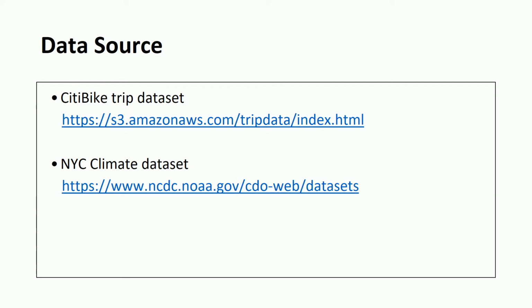Here is our data source. The CitiBike trip data set comes from CitiBike's official website. The NYC climate dataset comes from NOAA, which is the National Centers for Environmental Information. We will see the details of these two datasets in the following pages.